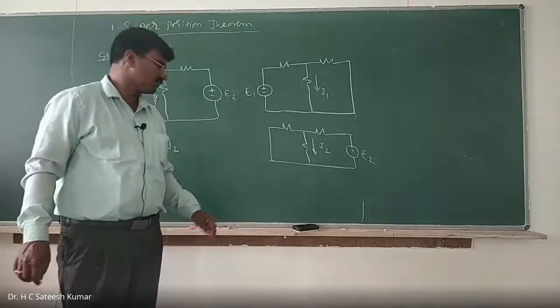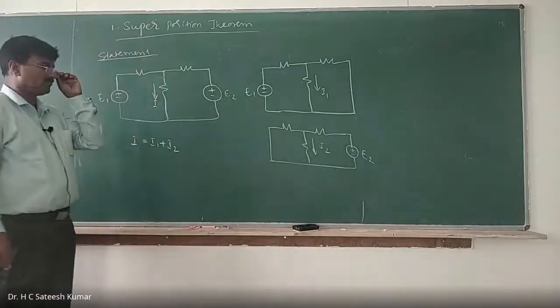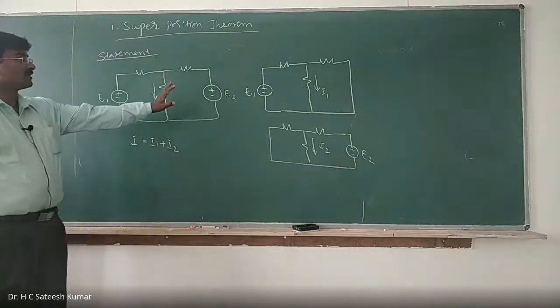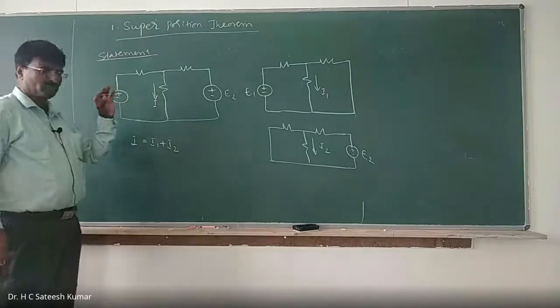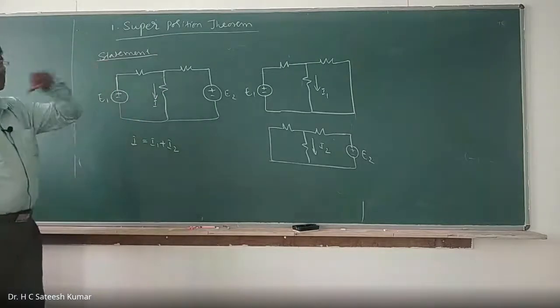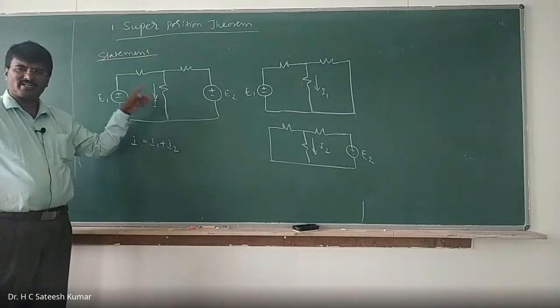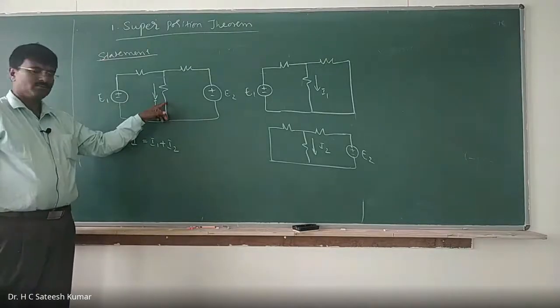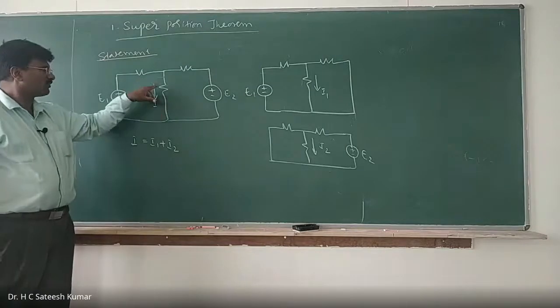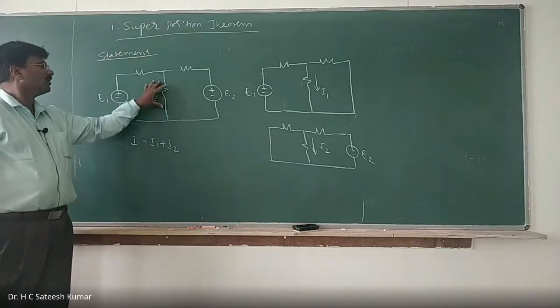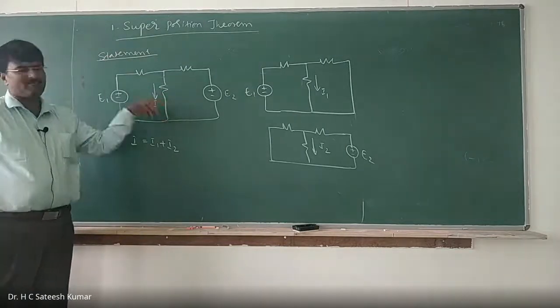Is it audible? Okay, right. Sorry for the interruption. There is a problem with the network. Once again, we shall go for the statement. According to the superposition theorem, the response in any branch can be either voltage or current: current through this one or voltage across this one, or this, any element you can take.